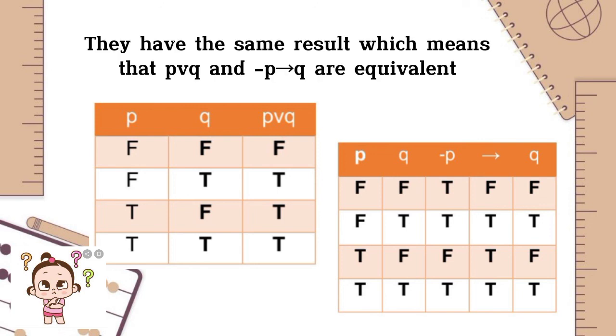Because in identifying whether they are equivalent or not, we look at the OR column. In the first table, we look at the P or Q column. Then in the second table, we look at the OR column. The first table contains false, true, true, true. Then the second table contains false, true, true, true. Therefore, P or Q and not P or Q are equivalent.